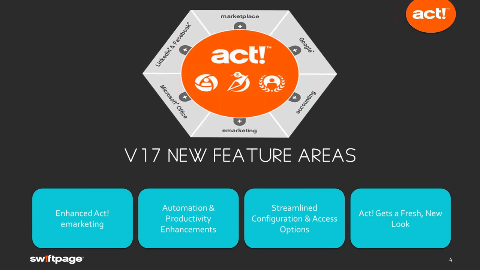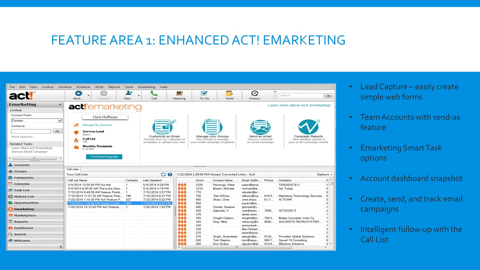The next one, productivity and automation enhancements. This is mainly going to revolve around smart tasks. And streamlined configuration, installation issues, and specifically if you use things like limited access, there's improved ways of accessing contacts for where security is involved. And then finally, there's a new look to ACT. So those are the 4 things that were in 17.0.